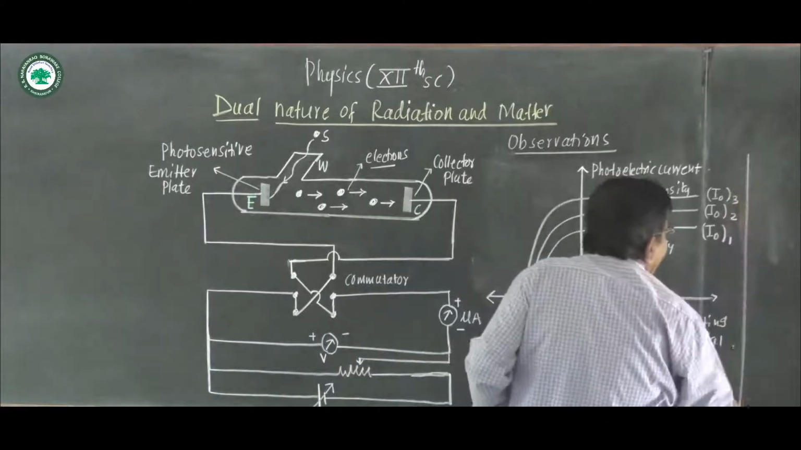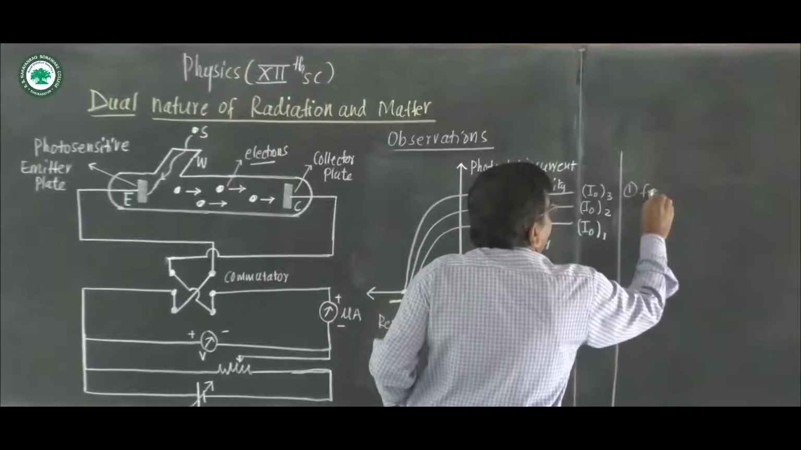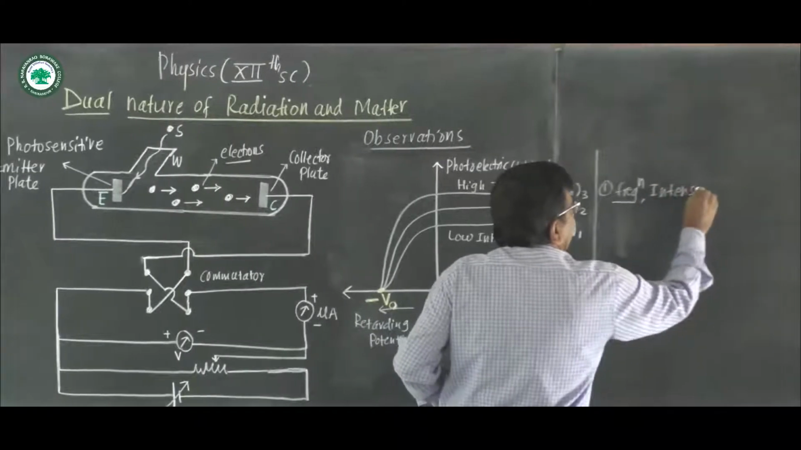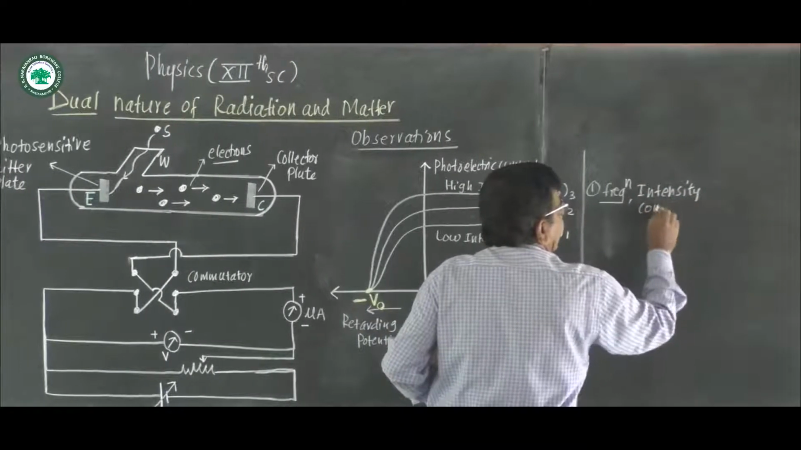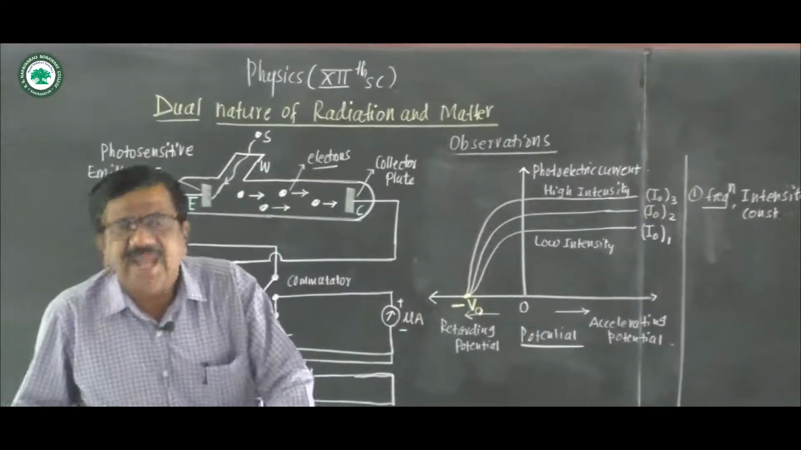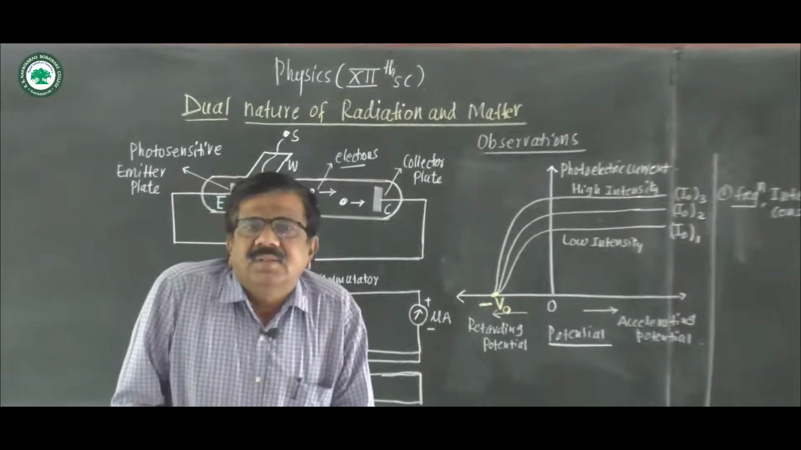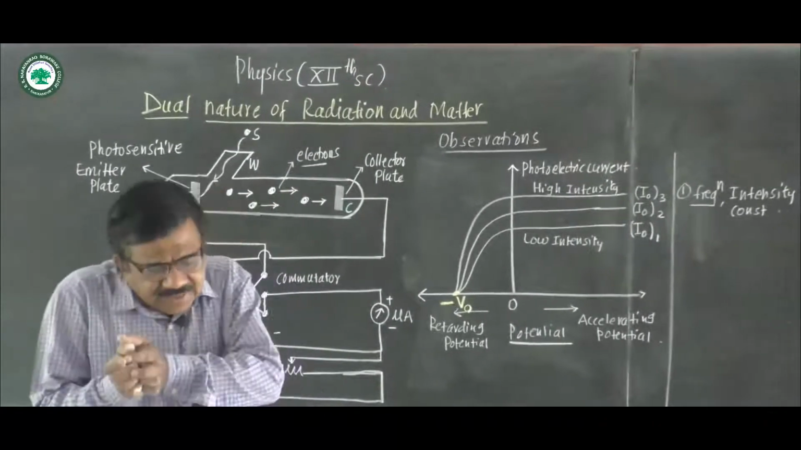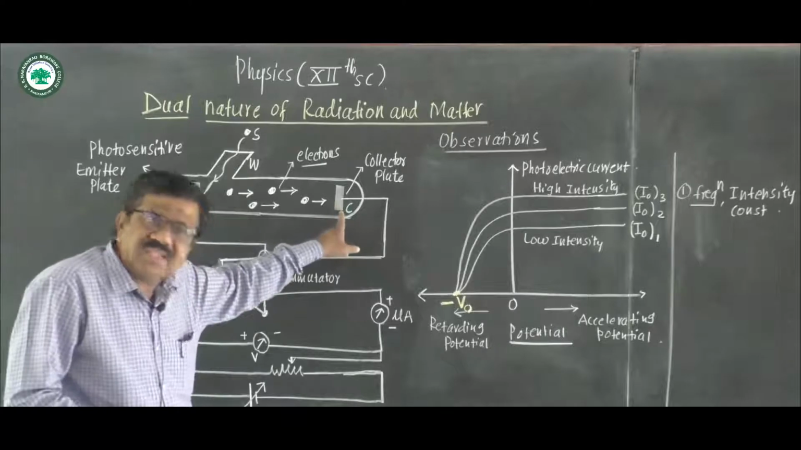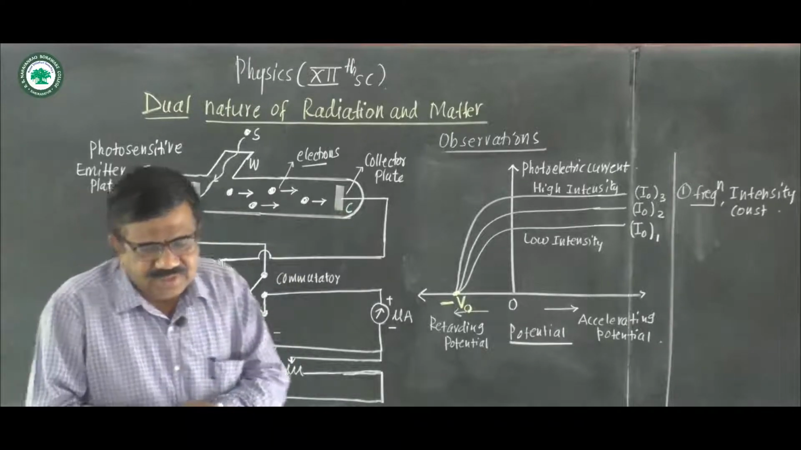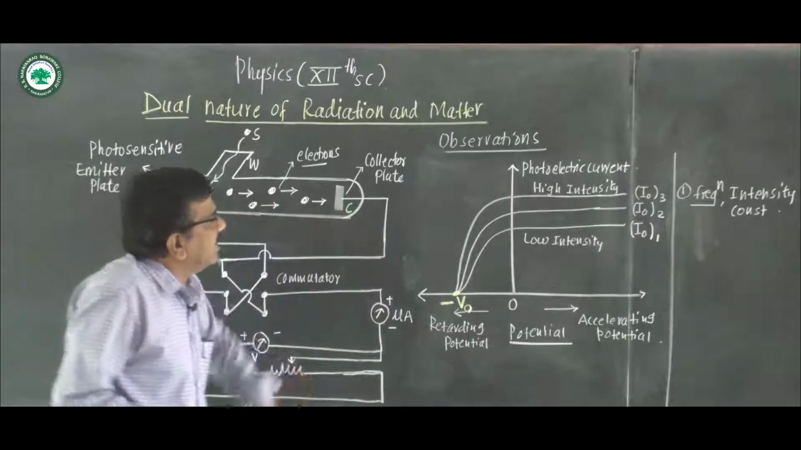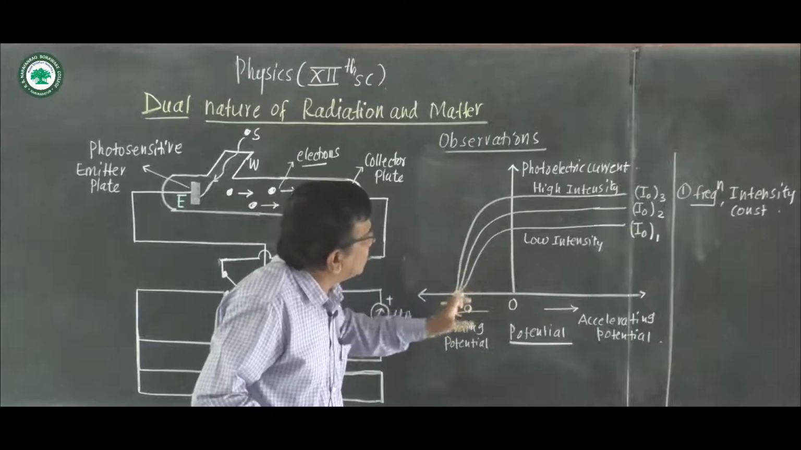See, first point: frequency greater than threshold frequency and intensity, these two quantities are kept constant at fixed values. The main thing is that frequency must be greater than the threshold frequency, and then the positive potential given to the collector is increased. Photoelectric current increases with increase in this positive potential. Photoelectric current goes on increasing.